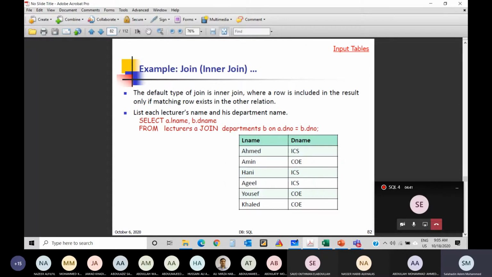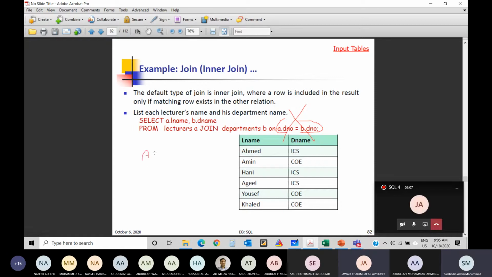So what I am doing exactly is the following. I am saying, okay, join A, which is the lecturer, with department, but make sure that the department number from A must be equal to what? The department number from what? From B. If I don't do this one, what do you think will happen? If I don't write this part, what do you think will happen? Maybe all D name will be ICS. This is what will happen, I will tell you.